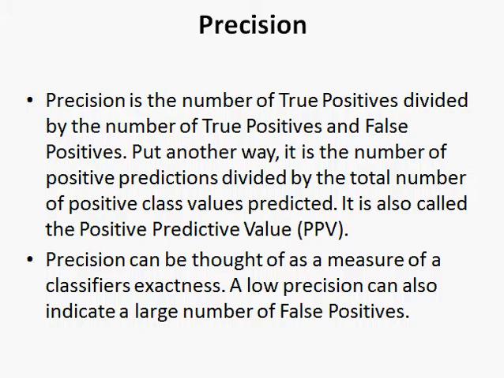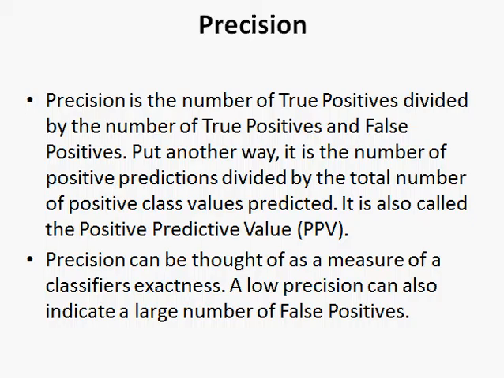Okay, so precision is the number of true positives divided by the number of true positives and false positives. So basically it means how many of the predicted values for one class, like how many of the values we thought were going to be 0, were actually 0 in the truth value. So it's a measurement of how exact we were, how many did we misplace.